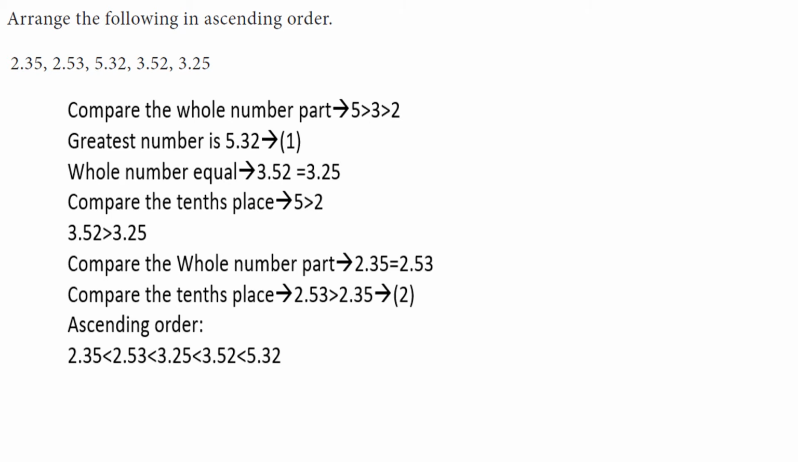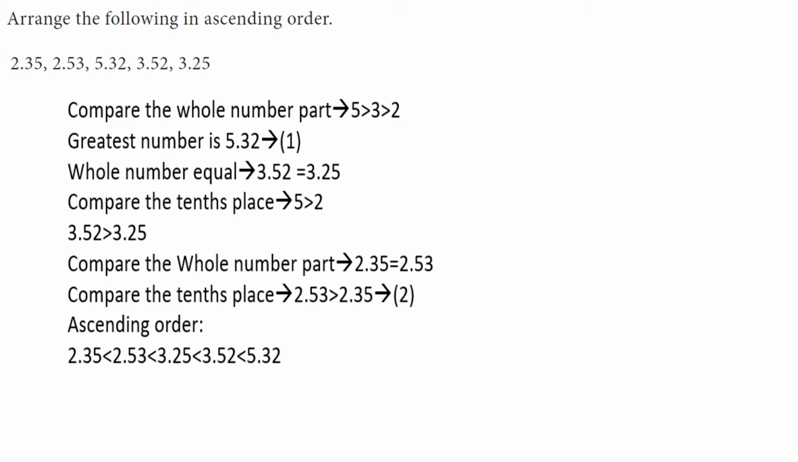Next we are going to see the next number, whole number. So here 3.52 and 3.25. That is 5 is greater than 2. Therefore 3.52 greater than 3.25. Next compare the whole number part 2. So 2.35 and 2.53 whole number part is equal. So 10th place 3 and 5. So here 5 is greater. So 2.53 greater than 2.35.